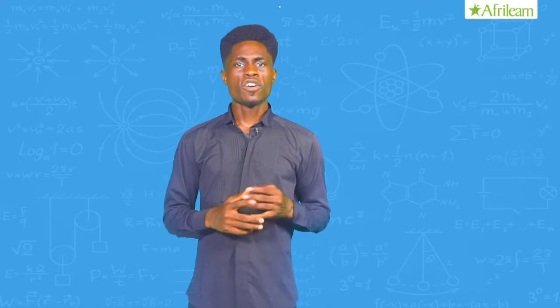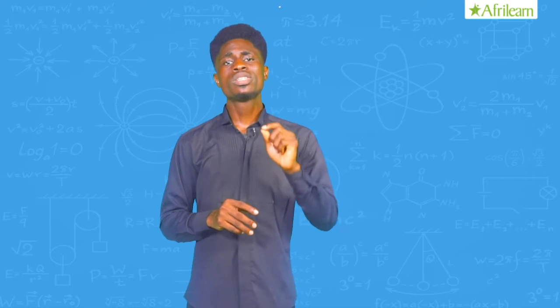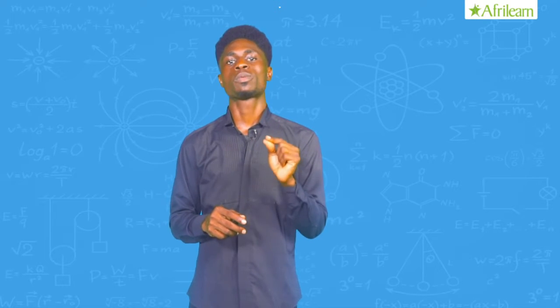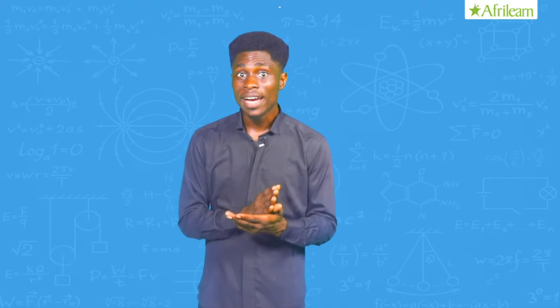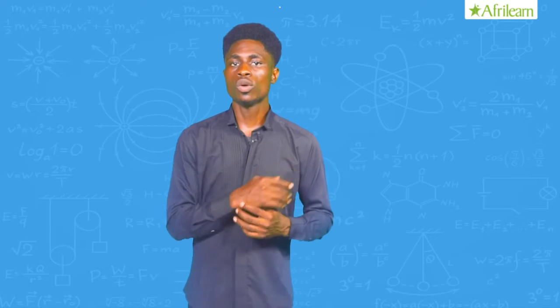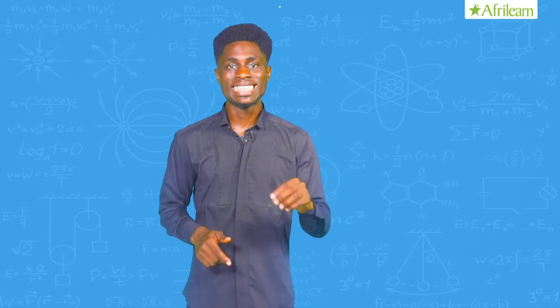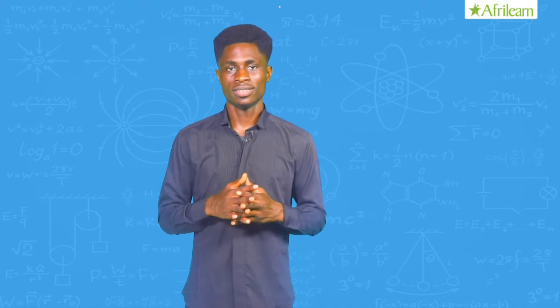1. Find the acceleration of a car which starts from rest and attains a speed of 20 meters per second in 5 seconds. Solution. Step 1. Identify the quantities given. u equals 0, meaning the initial velocity is 0 for a body at rest. v equals 20 meters per second and t equals 5. a is ungiven.